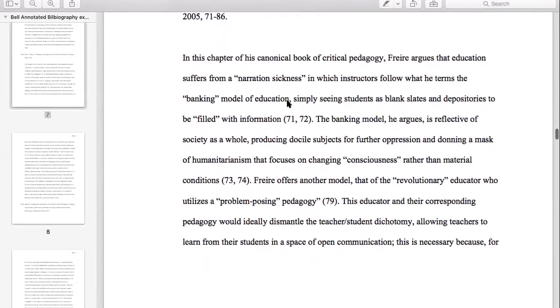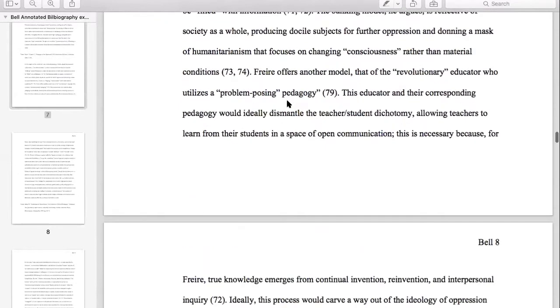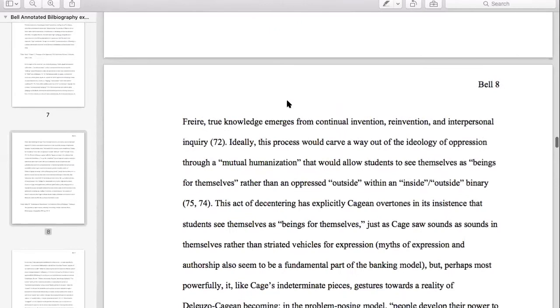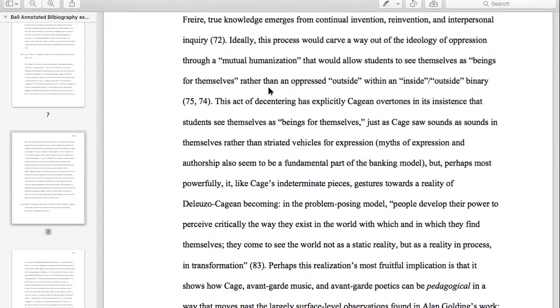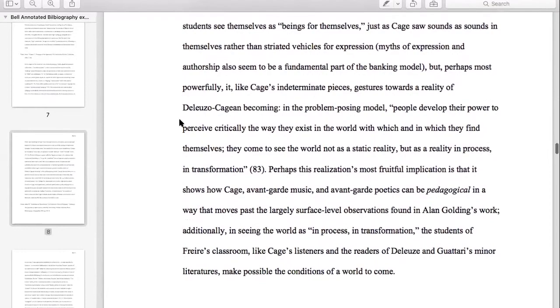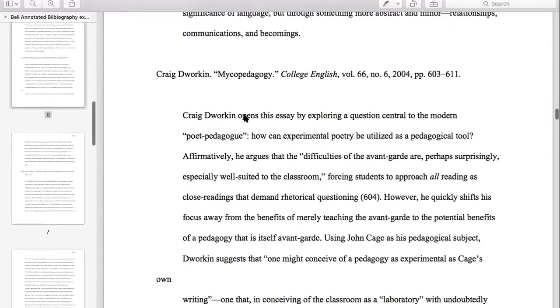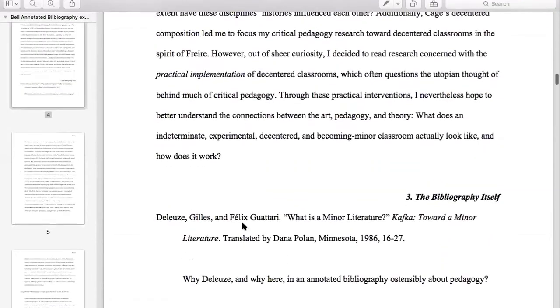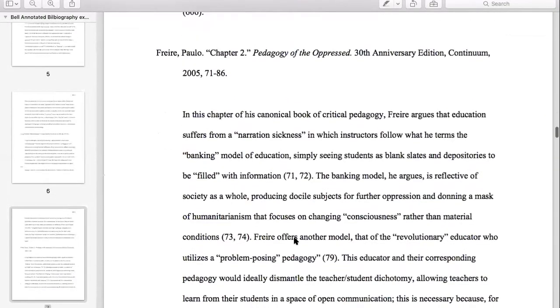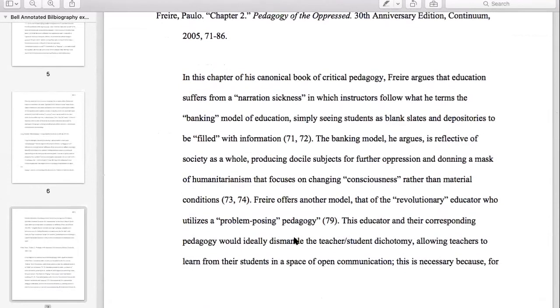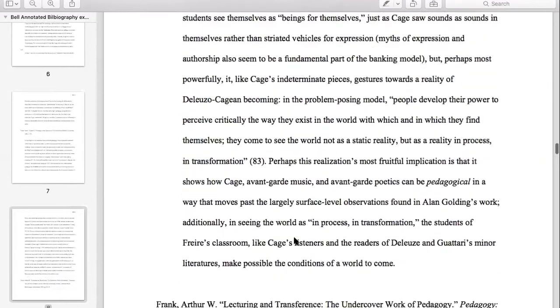And in addition to summarizing this, one thing you're going to notice and that I'd like to see you emulate is how I'm connecting it to other sources. See here, I'm explicitly connecting Paulo Freire to John Cage. So summarizing some of his ideas and saying how they're Cagean in some ways. Similarly, I reference Deleuze, who is another entry of mine here. So I'm making connections between the texts and talking about how each of them affects my understanding of others.